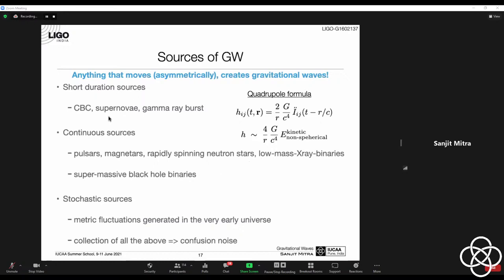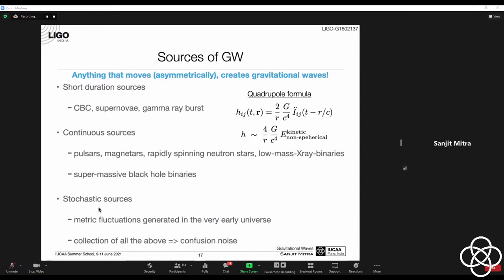And there are different kinds of sources. The compact binary coalescence that we discussed is the primary source. But then there are other sources, like I said, when things are moving with a little bit of deformation, like pulsars, magnetars, etc. None of these have been detected, by the way. So those who are going to do gravitational wave astronomy, these are the things to look forward to, that one has to detect them at some point.